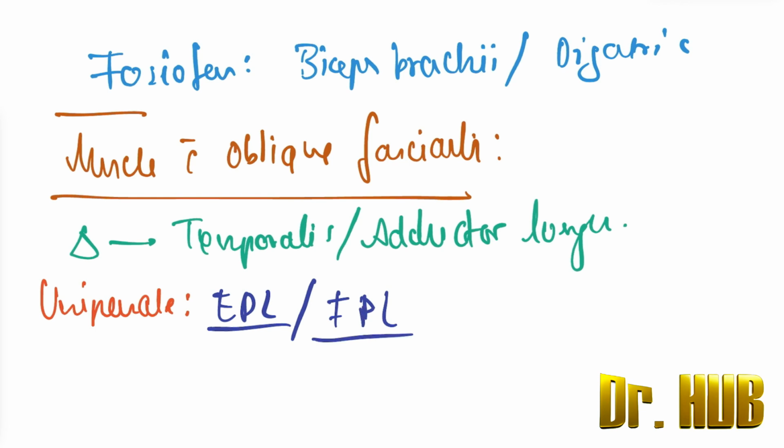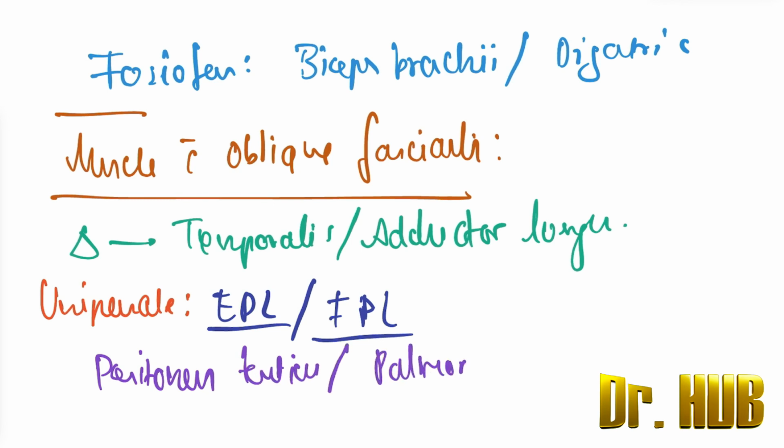We are writing it as the FPL. So it is extensor digitorum longus as well as flexor pollicis longus. Next what we have is the peroneus tertius. So there is peroneus tertius as well as the palmar interossei.